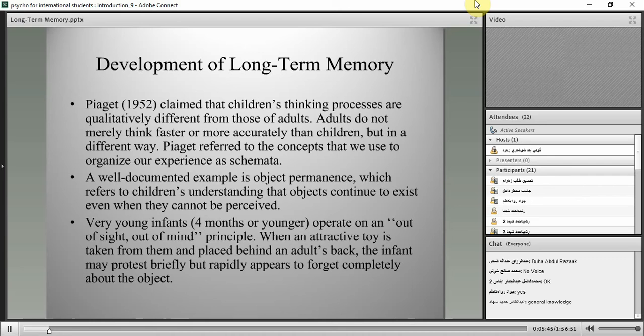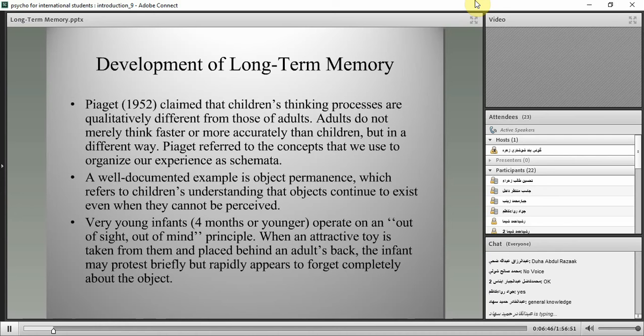Of course, this does not mean that adults just think faster or more accurately than children, but the difference lies in the fact that adult learners, or adults in general, make use of their organized experiences as schemata, and this points to the development of long-term memory. That is one main difference between adults and children: adults, including us, already possess schemata, or a body of organized knowledge, in their semantic or long-term memory, right?